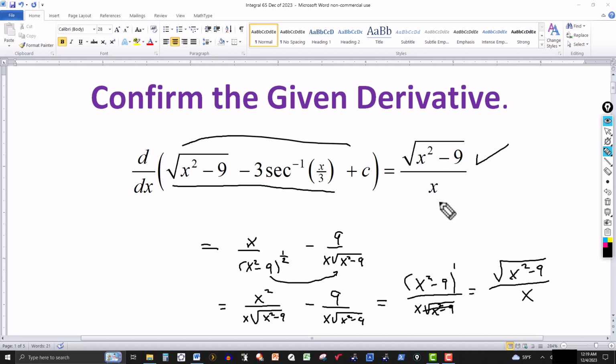So it's a practice on derivatives, and at the same time, a check on a previous integral.